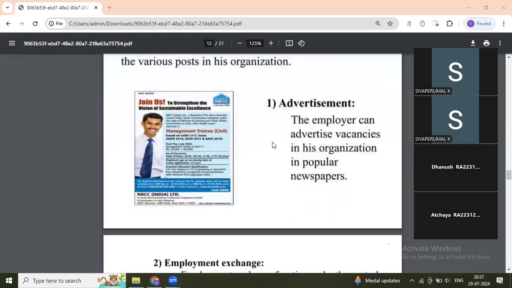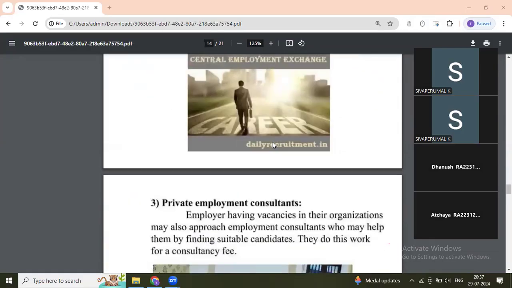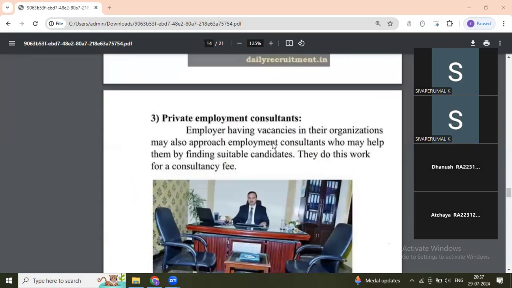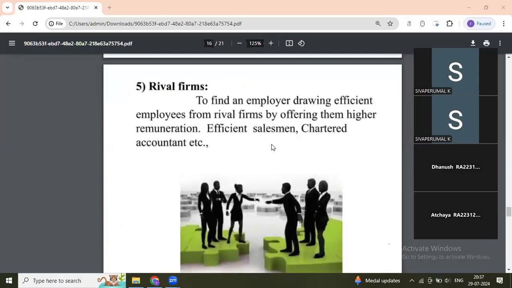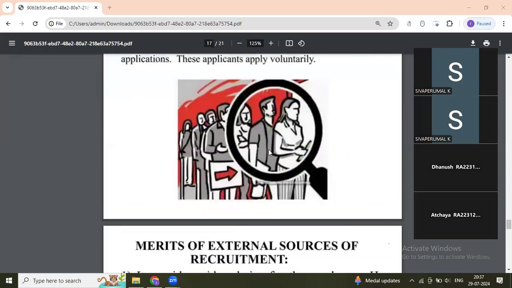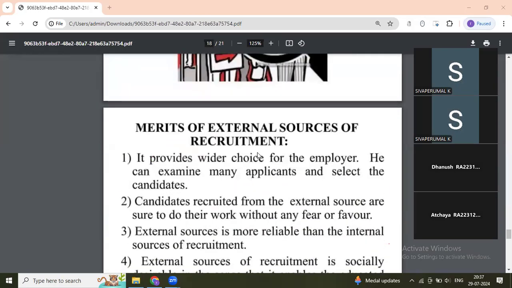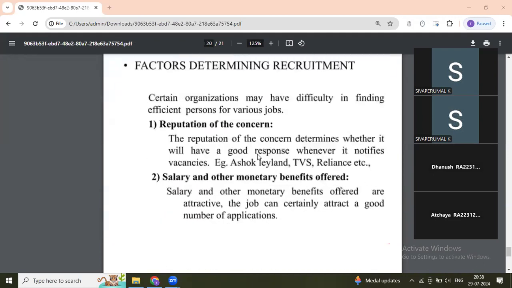Next we will see external sources, which have different types. One is advertisement, another is employment exchange, another is private employment consultants, another is campus interview, right? Another is rival firms. Even though, there are some merits and demerits too. And finally, factors determining recruitment. There is a list of factors. One is the reputation of the concern.